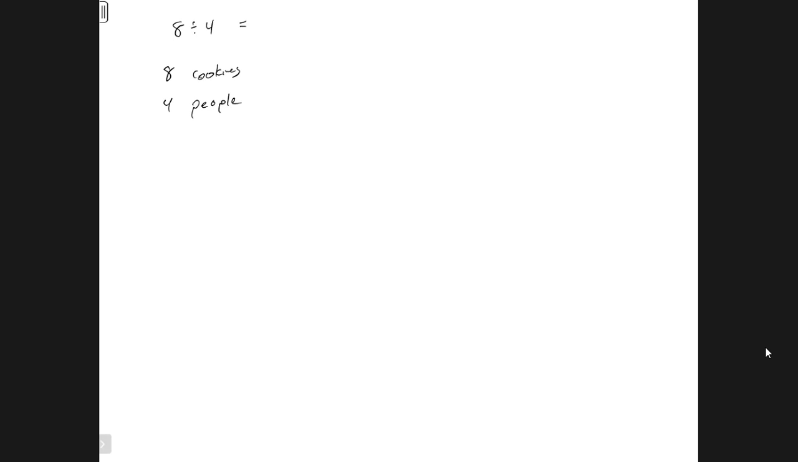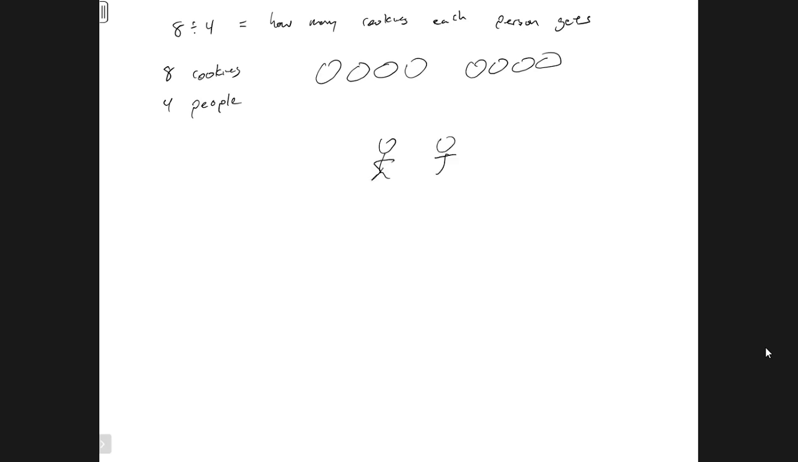How would you solve this problem? One way to do it is you keep giving one cookie to each person until you run out of cookies. So you have 8 cookies right now: 1, 2, 3, 4, 5, 6, 7, 8, and you have 4 people. So here: 1, 2, 3, 4. You give everyone one cookie.